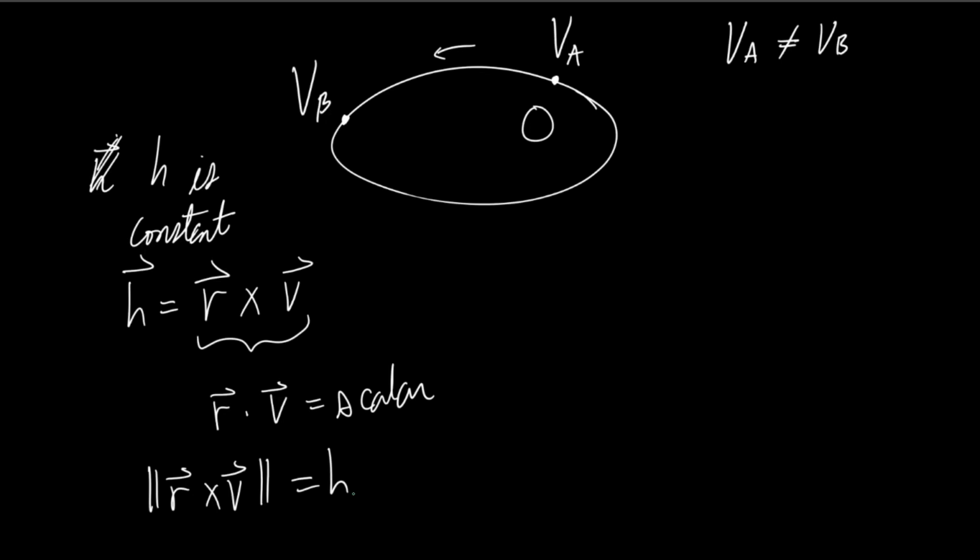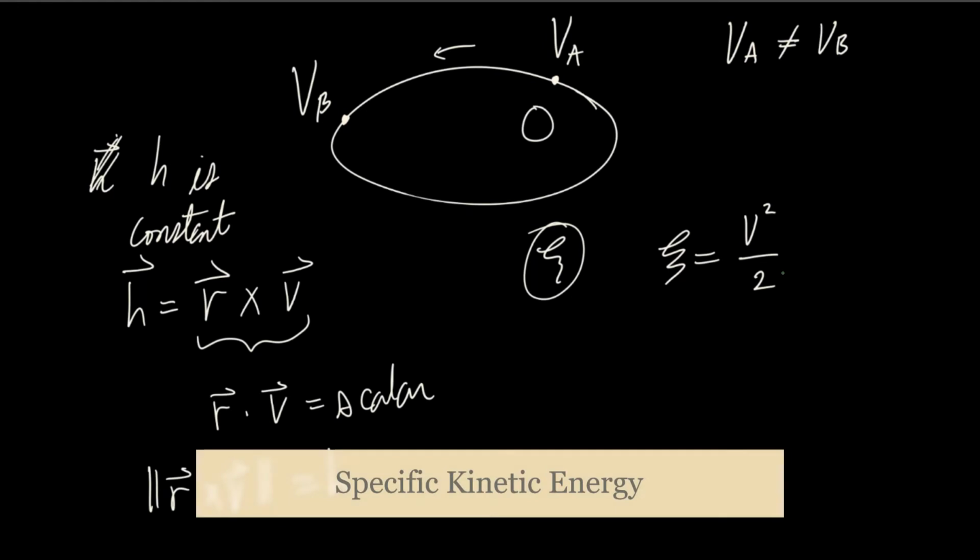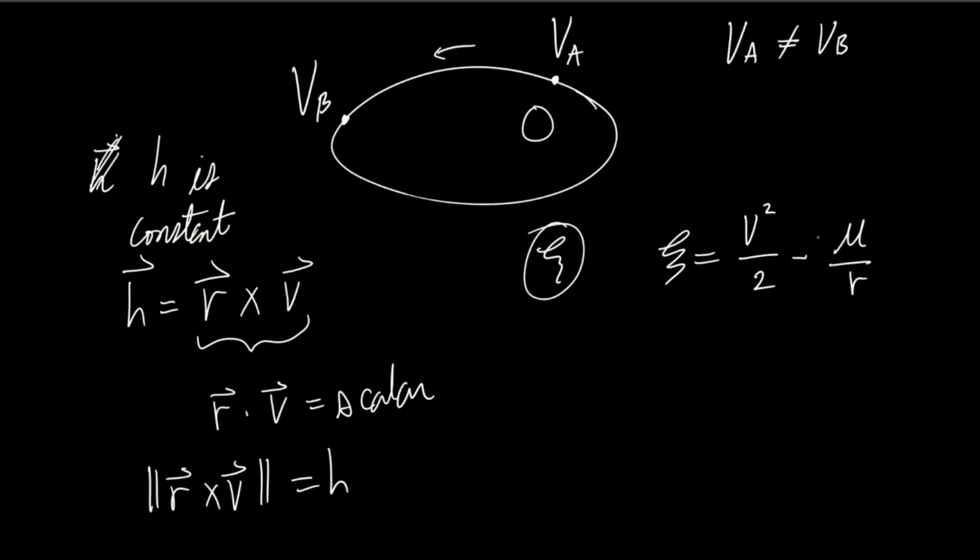How do you find that out? How do you find a velocity? You use the energy equation. Again, energy is written like this. Energy, and this is applicable to all orbits, is v squared over 2. What does this look like? This is the kinetic energy, right? Minus mu over r. Minus mu over r is the potential energy.